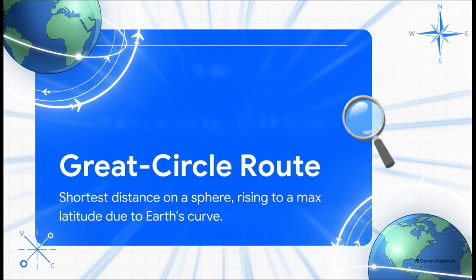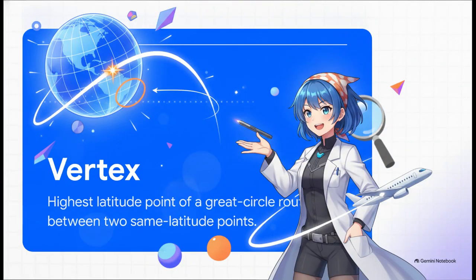the Earth's curvature. And this introduces the real star of our algorithm, the vertex. The vertex is just the single highest latitude point that your route reaches before it starts descending back down to your destination. If you're building map software, finding this one specific highest point mathematically is absolutely crucial. It is the literal key to unlocking the entire perfect curved route.